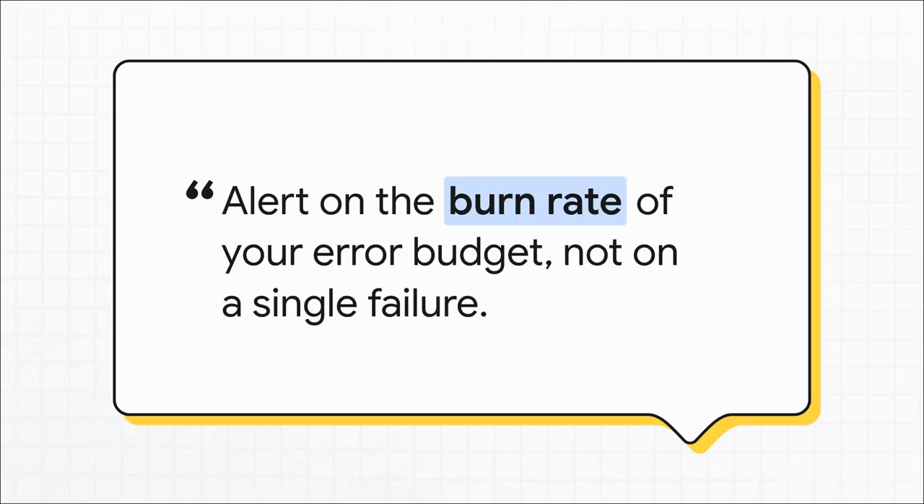Now, this right here, this is probably the most critical part of the whole thing. We do not want an alert for one single failed request. No way. We want an alert when we are burning through our 43-minute error budget at an alarming rate. For example, we could set an alert to fire if we are on track to burn our entire monthly budget in the next 24 hours. Now, that is a real problem that needs a human to wake up and intervene.